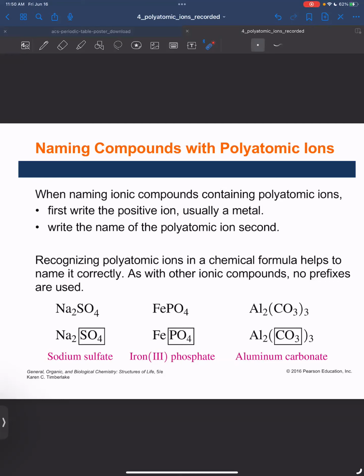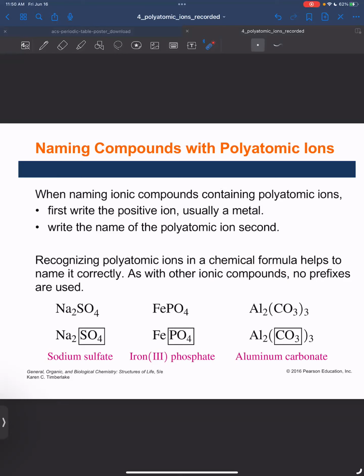And as with other ionic compounds, no prefixes are used. Later on, when we learn about binary covalent compounds, we'll use prefixes to determine the number of atoms. That's not the case here for ionic compounds because there's only one formula, since everything has to add up to 0 for each ionic compound.